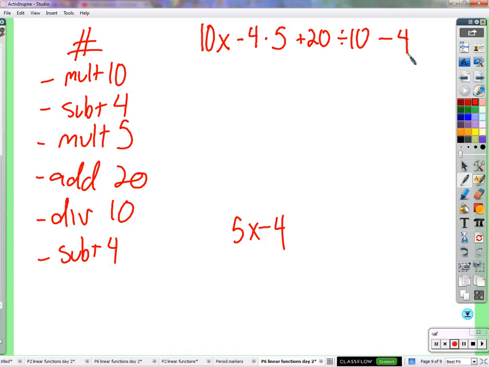Can we do it on the board? If you're going to do something on the board right now, you need to fix this so that it goes in the right order, so that this is first, second, third, fourth, fifth, sixth.